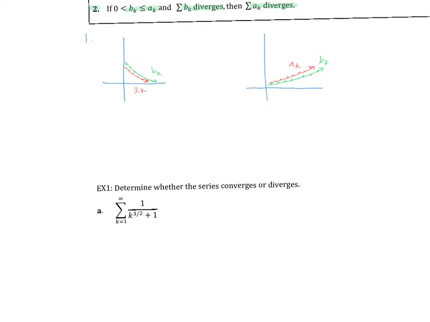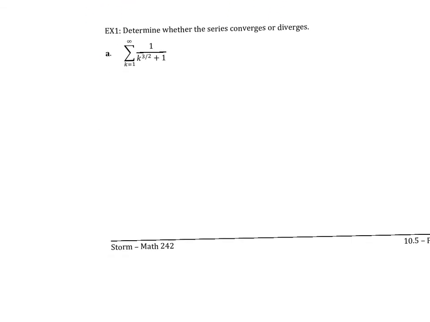So we often use things like a p-series. P-series, very easy to determine whether the series diverges or converges. Geometric series. So let's look at what I mean by example 1a. I have this series, 1 over k to the 3 halves plus 1. Now I can see that if I get rid of the plus 1, I'll have a p series, and since p is 3 halves, which is greater than 1, it's going to converge.